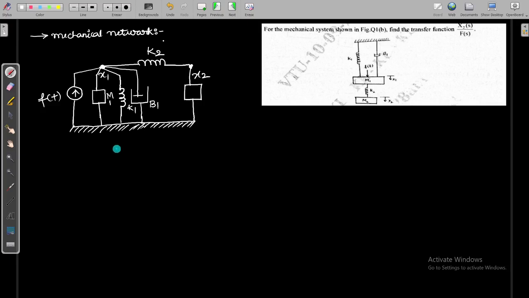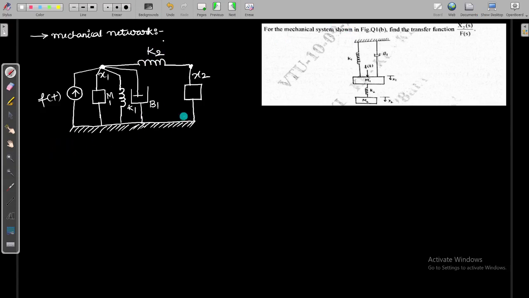The required answer is the transfer function, X2(s) divided by F(s), and that you have to identify. For understanding purposes, I have just drawn the mechanical network. Right, let us take the equations here.